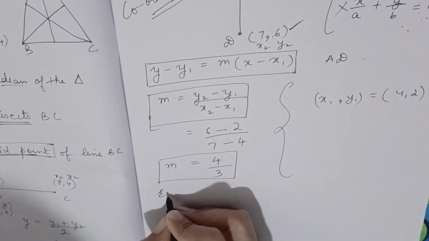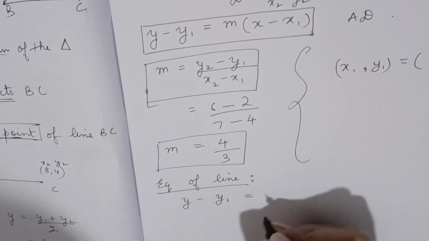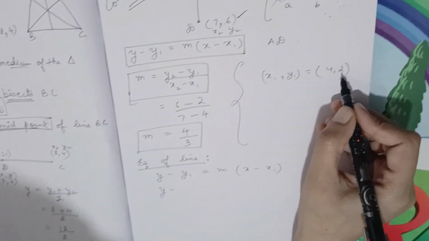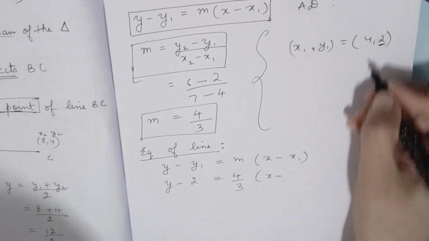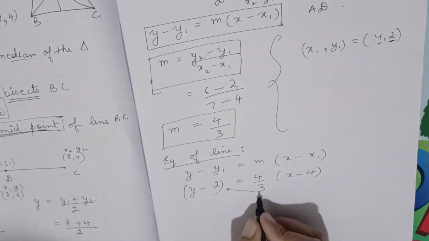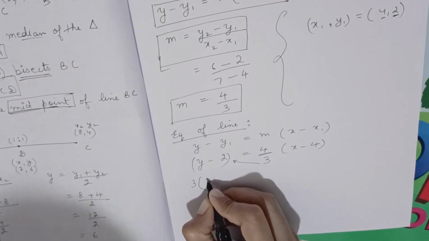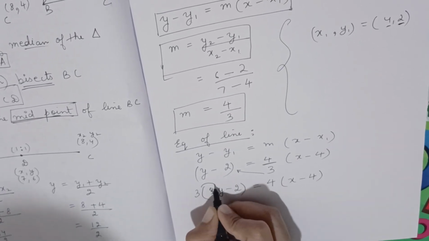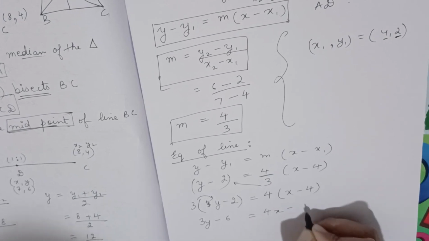So let's write the required equation. It is y minus y1 is equal to m into x minus x1. So y minus y1, y1 is 2. M's value we have found, 4 by 3. x minus x1, x1 is 4. This 3 we will shift to this side. When we are shifting, write this in brackets. This 3 is in division form, so when we shift it to the other side, it gets multiplied. So 3 into y minus 2 is equal to 4 into x minus 4. Let's multiply. 3 into y is 3y, minus 3 into 2, 6. 4 into x is 4x, minus 4 into 4, 16.